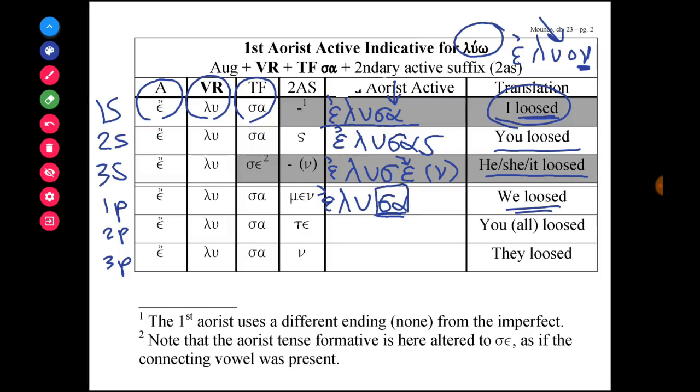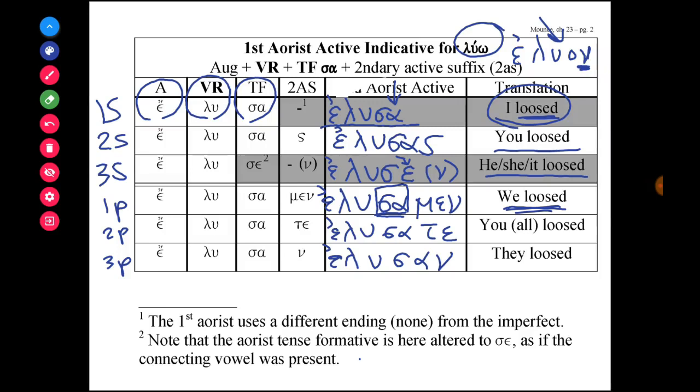And so you add to that men, which is the first person plural secondary active suffix, and you get elusamen. Elusamen is how we say we loosed. Elusate is how we say you all loosed. And elusan is how we say they loosed.